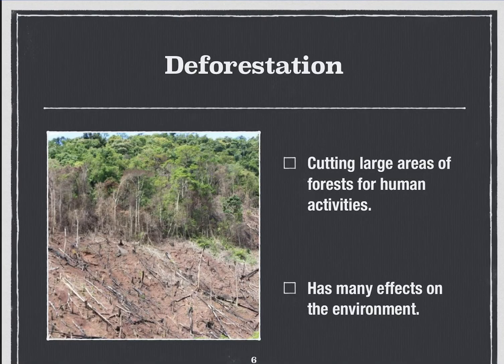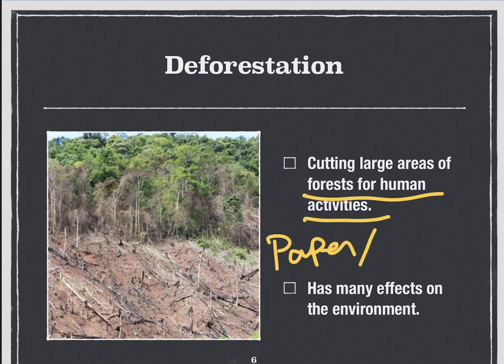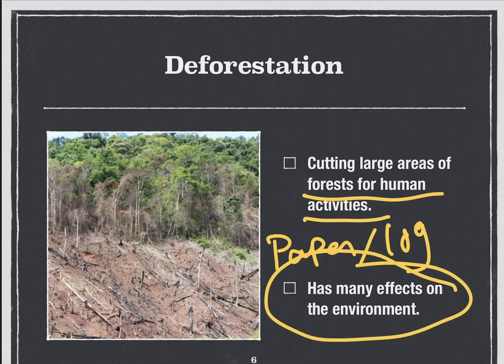Number 2, deforestation. Deforestation is cutting large areas of forests for our needs or for our activities. As you can see in the picture here, the trees are completely cut. And why do we need to cut the trees? We cut the trees to use the wood to make paper, for logging, and for building houses, and many other examples like that. And deforestation has many effects on the environment.